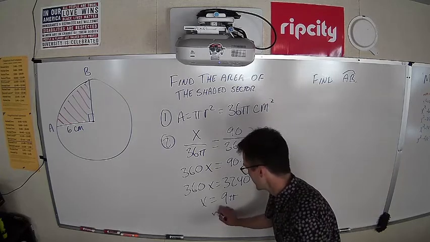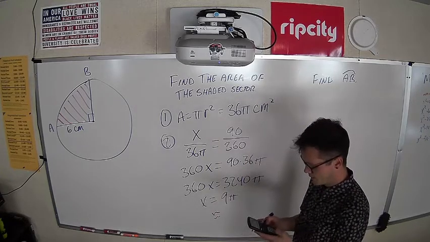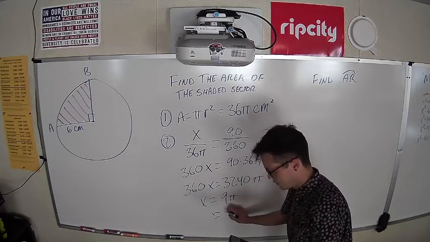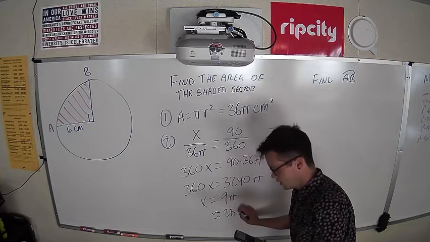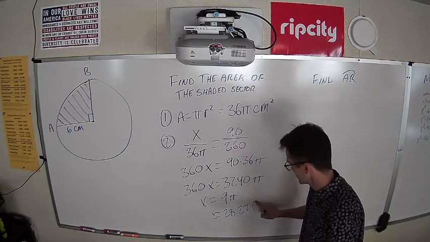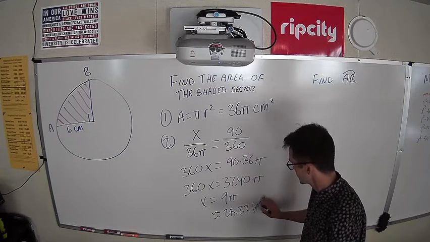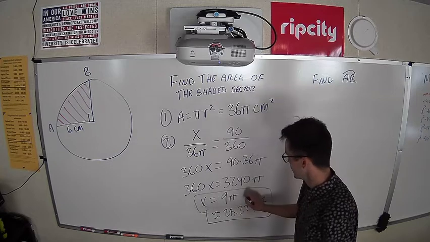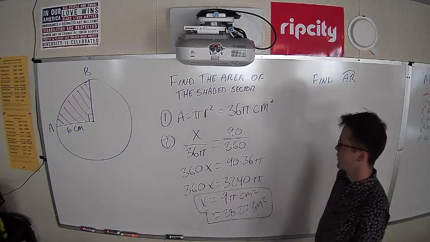We could also say, if we wanted to find a decimal approximation, just type in 9 pi on your calculator, and we learn that it's approximately 28.27, we're talking centimeters squared. So both of these solutions are equally as accurate.